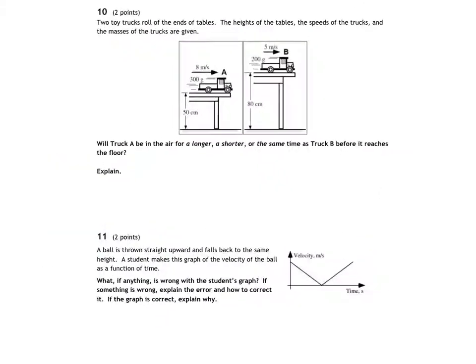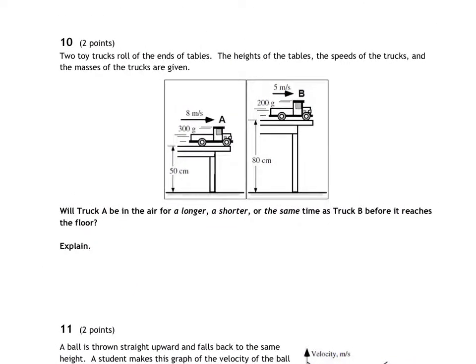All right, number 10. We've got 2 toy trucks. They're rolling off the ends of tables. So this should be a question you don't even have to think about answering here. You know that what determines the amount of time that an object is in the air has to do with the height it is above the ground. That is because gravity will be accelerating that object towards the ground. There is no acceleration in the x direction. Therefore, only the height determines how much time that object has in the air.